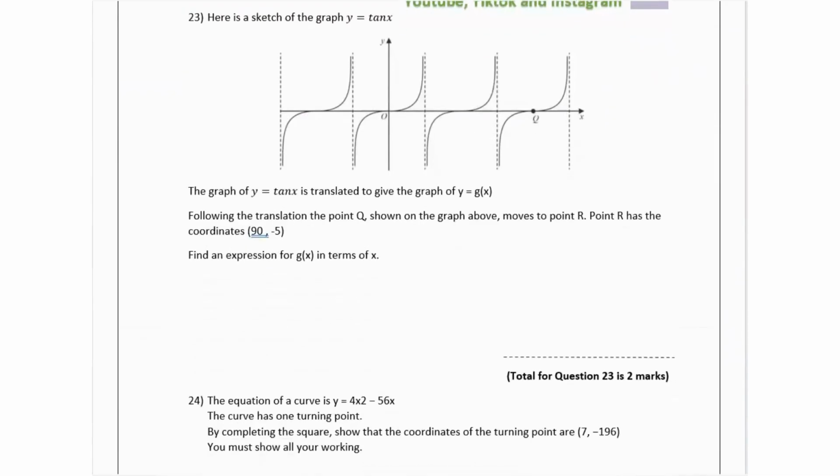Then it says, here's a sketch of the graph y equals tan x. The graph of y equals tan x is translated to give the graph of y equals g of x. Following the translation, the point Q shown on the graph above moves to the point R. Point R has the coordinates (90, negative 5). We have to find an expression for g of x in terms of x. So (90, negative 5) is going to be somewhere over here.